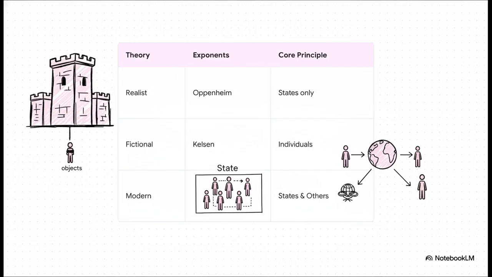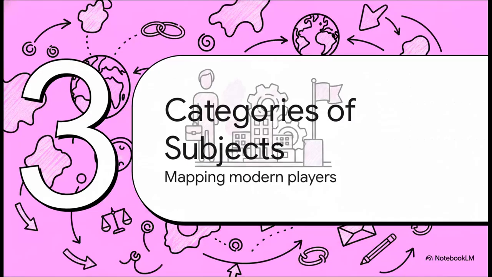Today, though, we rely on the modern theory. This view holds that states are the primary subjects, but international organizations and individuals can also possess a specialized, qualified personality. Which brings us to part 3, the actual categories of subjects.